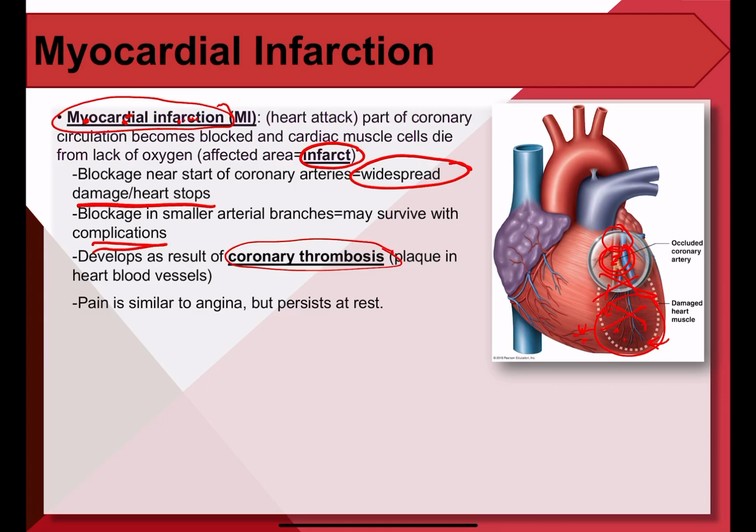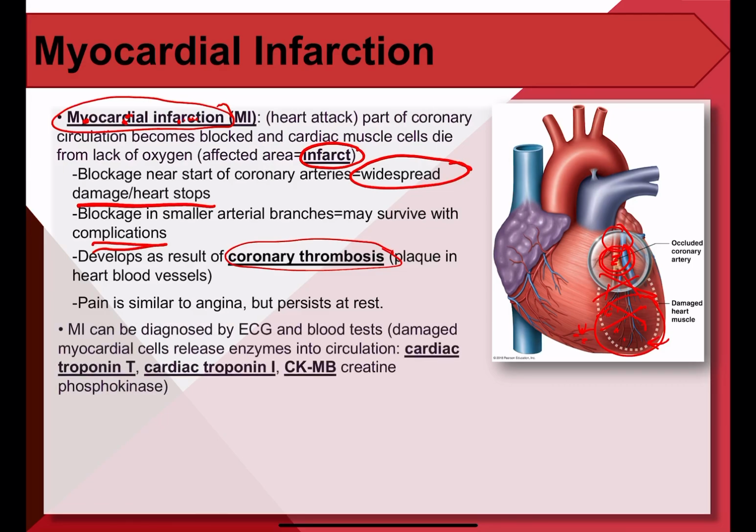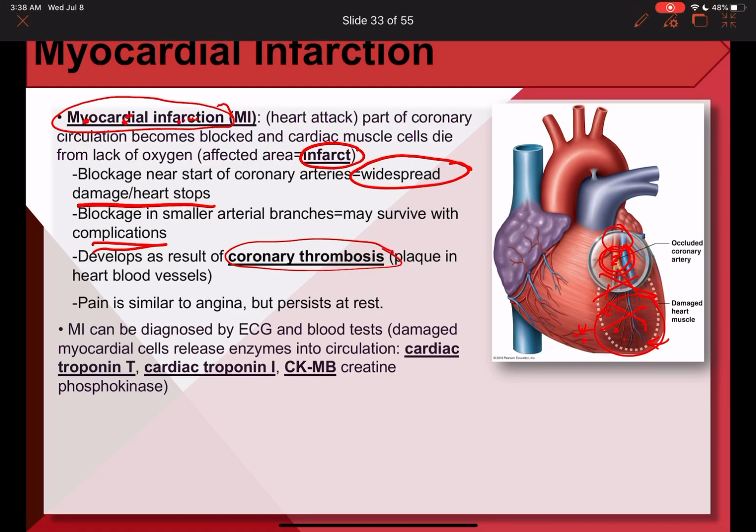Okay. All right. And a myocardial infarction in a patient can be diagnosed by ECG or blood tests. In blood tests, they will look for the presence of enzymes that are specific to the heart, for example, cardiac troponin T, cardiac troponin I, or CK-MB, which is a type of creatine phosphokinase.